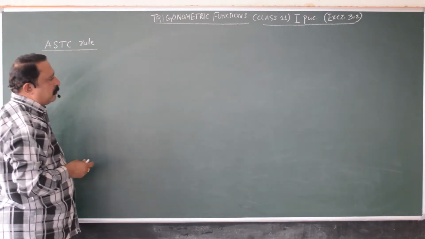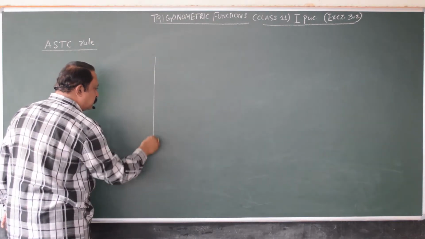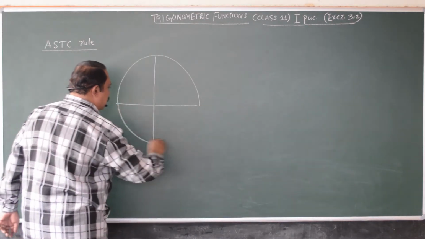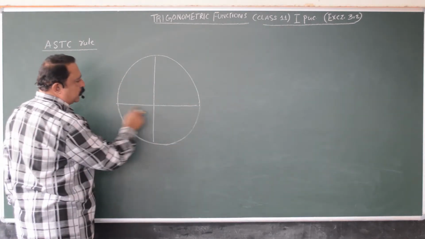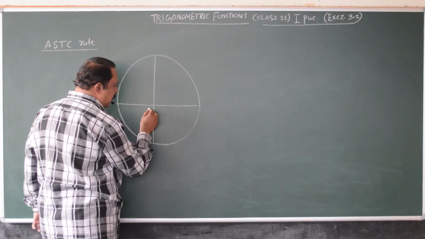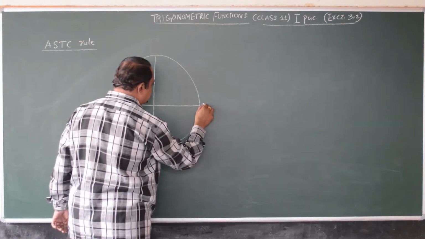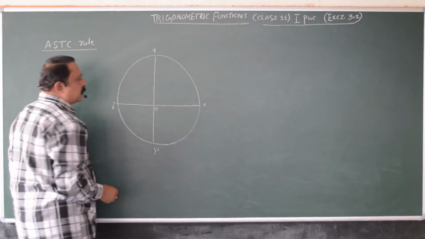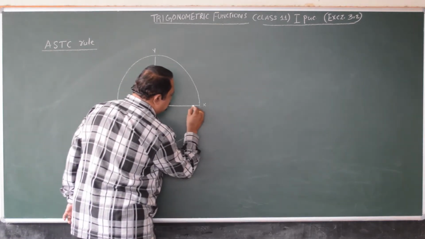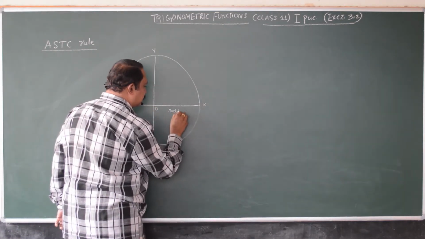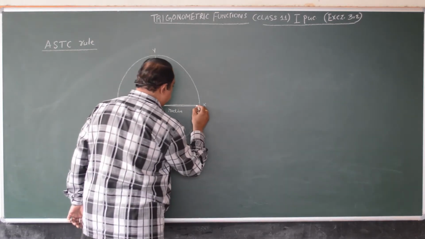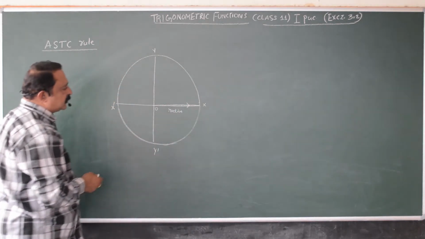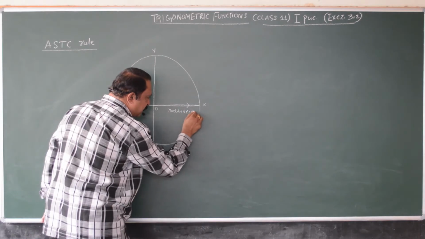What is this ASTC rule? Let me consider a circle of radius r, where two diameters are drawn, which can be considered as the x-axis and y-axis. Now, this initial line represents the radius and it is directed in this direction. So, I can now call this the radius vector.